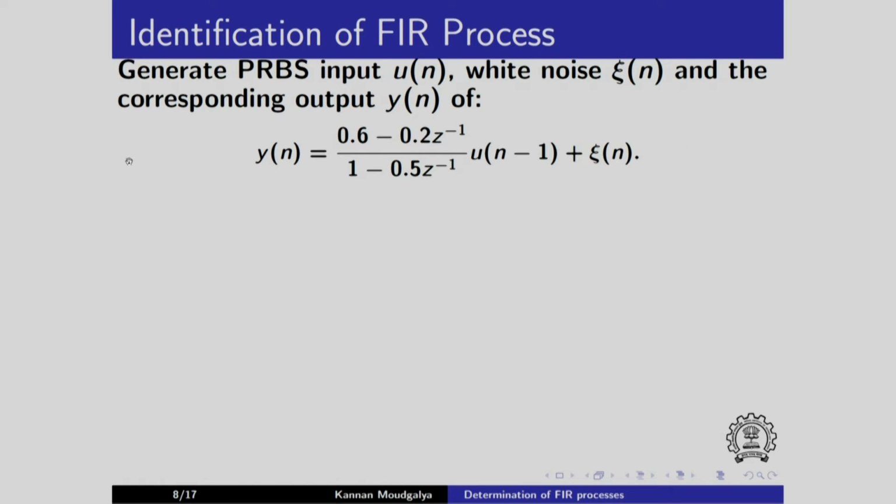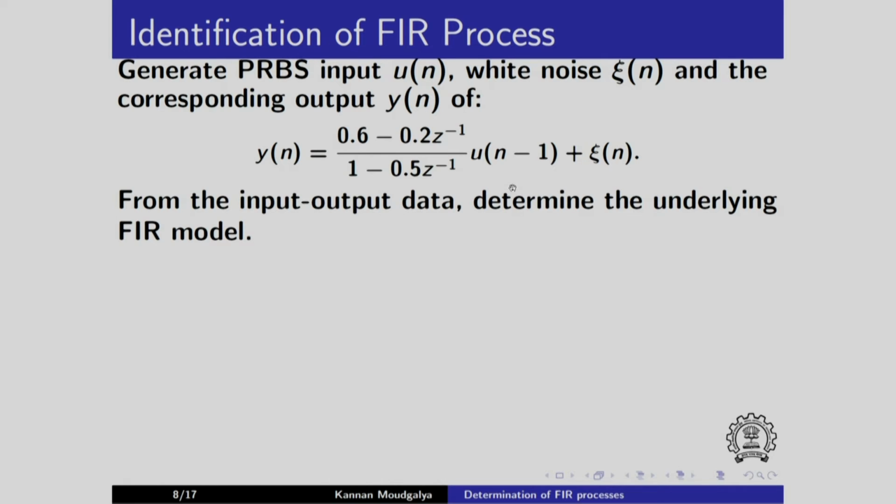Here we take an example, identification of FIR process, generate PRBS input Un, white noise Cn, and the corresponding output Yn for this system. Here is the plant model, here is the noise model. We have taken this to be white noise appearing directly here, and we are asked to determine the underlying FIR model from the input output data. That is, generate data, and given the data, determine the model. At that time, pretend that you don't know the model.